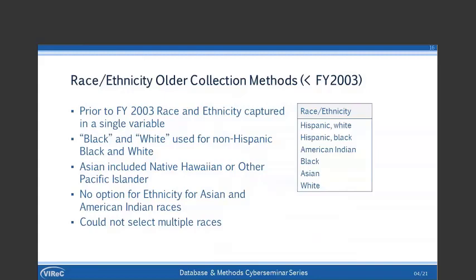Prior to fiscal year 2003, race and ethnicity were captured jointly in a single variable. This variable allowed for the collection of both race and ethnicity for those who are white and black. So there were Hispanic white and Hispanic black categories. There's also black and white categories, so these are presumed non-Hispanic. And then we have also categories of American Indian and Asian without respect to ethnicity. And the category of Asian did include Asian as well as Native Hawaiian or other Pacific Islander. So there was no option other than for those who are white or black to select ethnicity separately, and no option for multiple races.